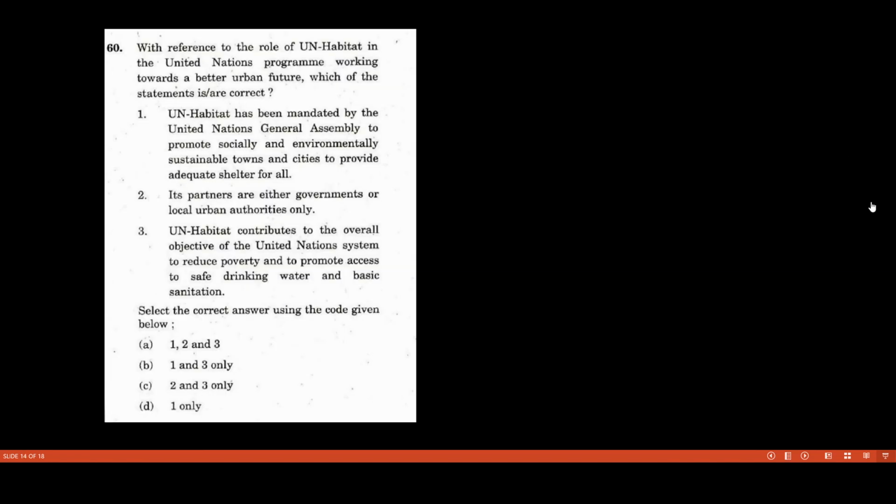So now see this question, बहुत ही लंबा सा question लग रहा है, but then you will definitely be able to solve it. Now see, with reference to the role of UN Habitat in United Nations program working towards a better urban future, which of the following statements are correct? So it is saying that UN Habitat has been mandated by the UNGA to promote socially and environmentally sustainable towns and cities to provide adequate shelter for all.